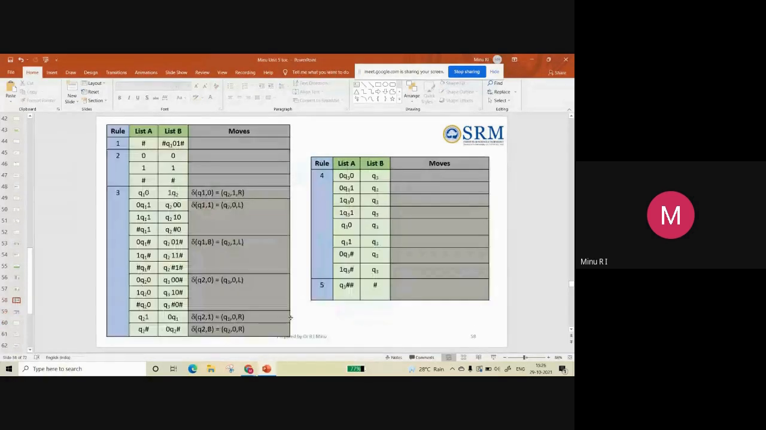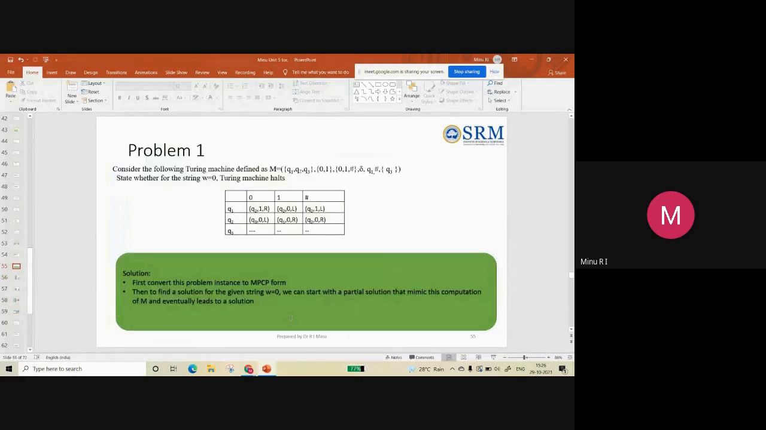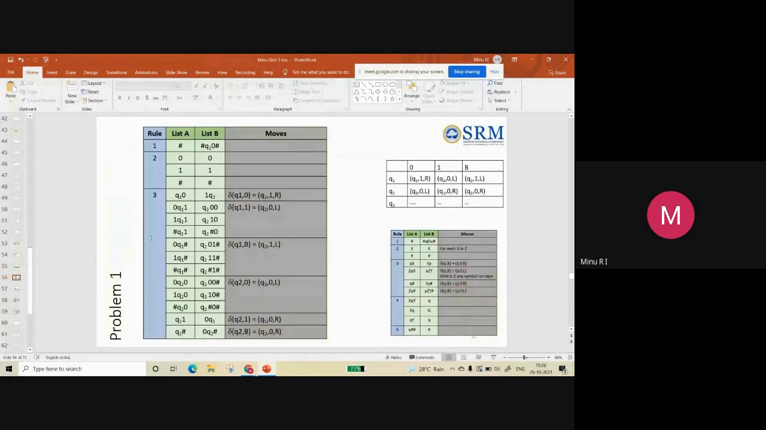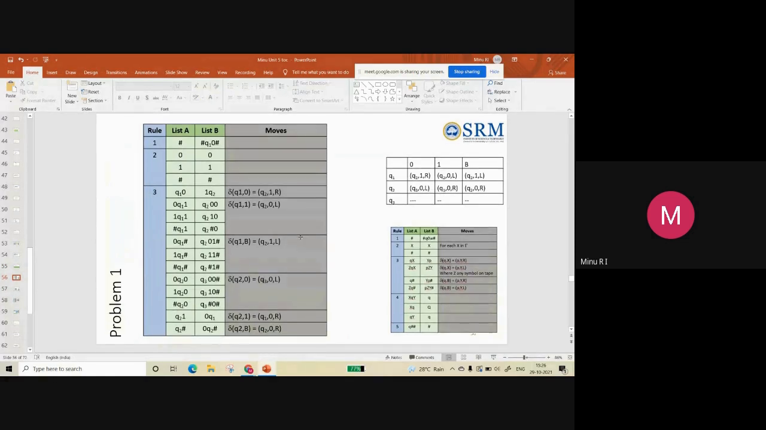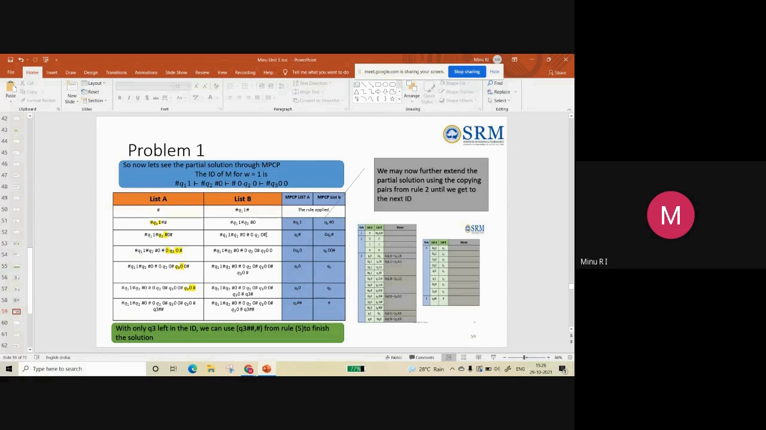So this is an MPCP problem for a Turing machine. They will be giving you a Turing machine. So you need to create a transition table, and accordingly, as per the rules, you need to frame two lists. For the given input, you need to create these two lists of the table, and you have to conclude that both sides have the same set of strings. So it's an MPCP problem.